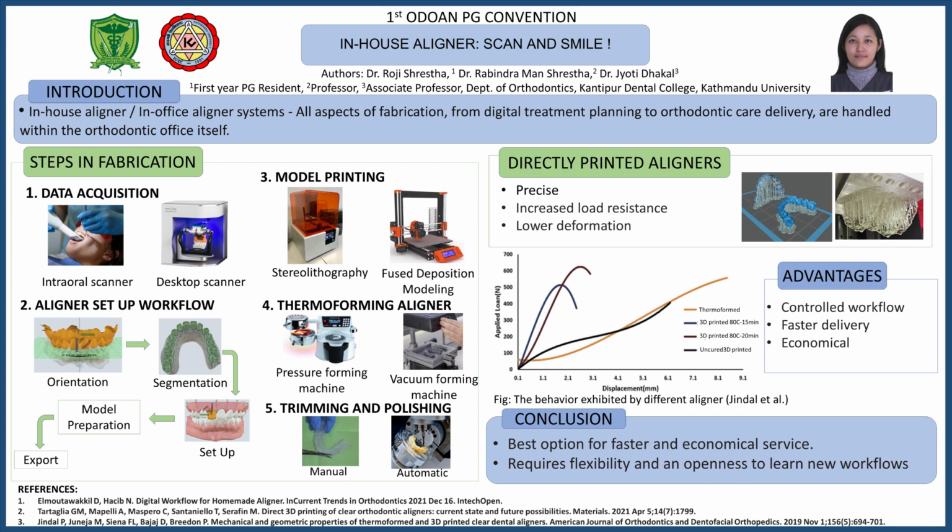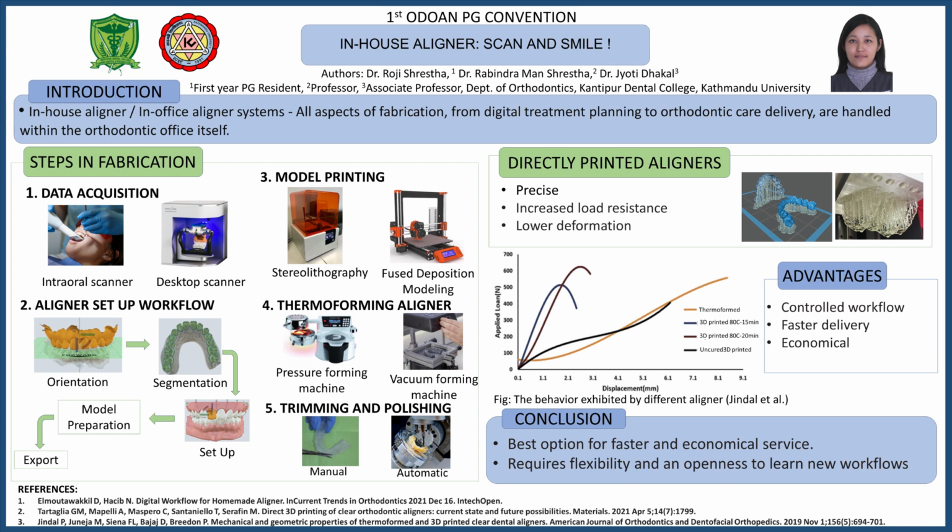After the model is ready, aligner thermoforming is the next step, done using vacuum or pressure forming machines, where pressure forming is recommended because of its increased fit and adaptation to the resin model. The final step is trimming and polishing, which can be done manually, or we can also use automatic trimming machines, followed by packaging and delivering the aligner to the patients. These are all the steps in the fabrication of in-house indirectly printed aligners.